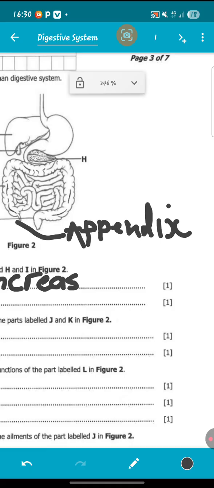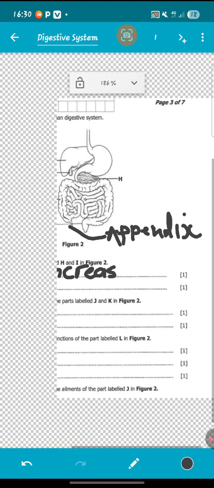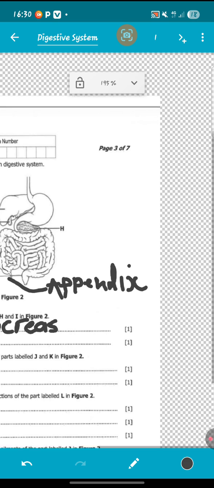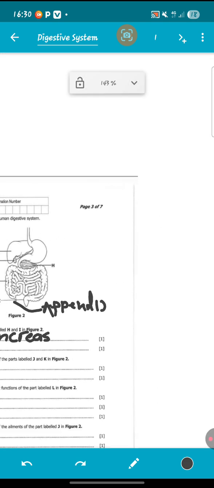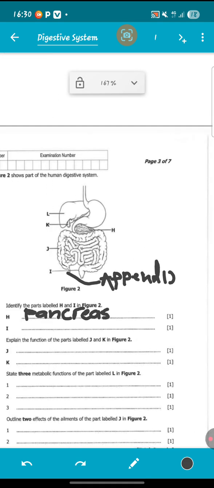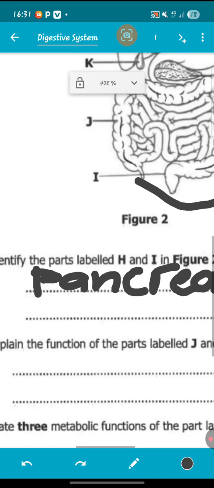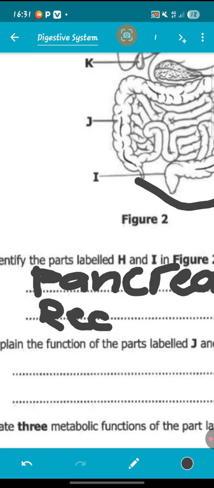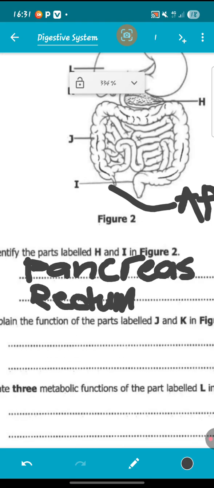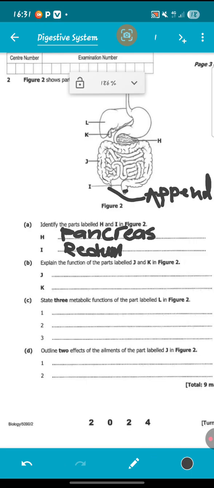That's where those damaged cells are stored for relief. Then we've got this part where I is pointing. That is just a rectum. Rectum. Finally, the last one here is just an anus. We're just interested in these two, H as well as I. So we've answered the first question.